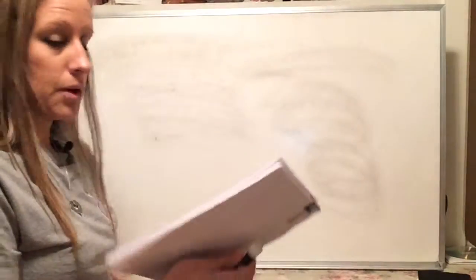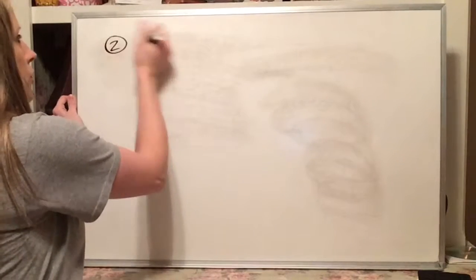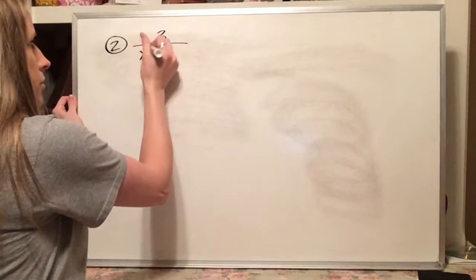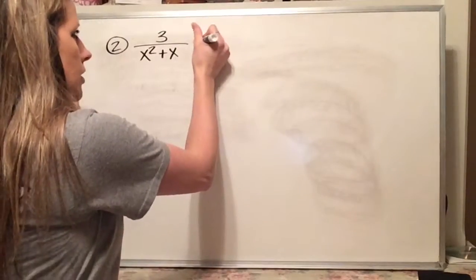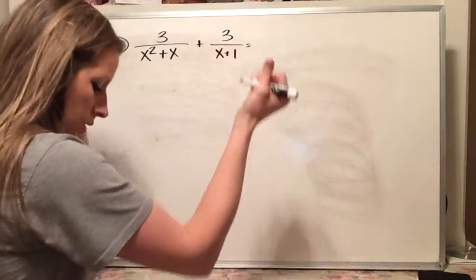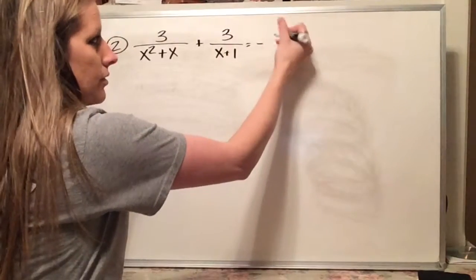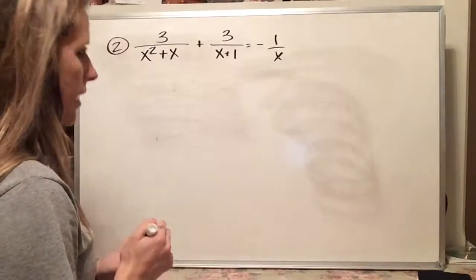So let's look at the second problem. We have 3 over x squared plus x plus 3 over x plus 1 equals 1, or negative 1 over x.